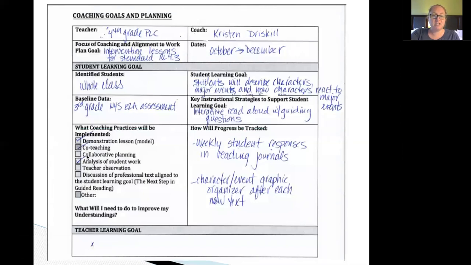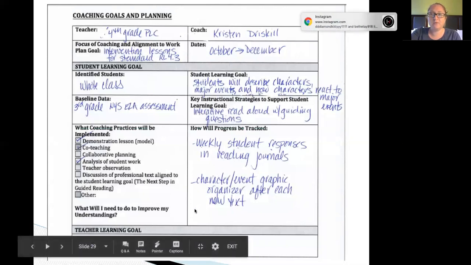I probably should have checked off collaborative planning. I don't know why I didn't, because if we co-taught, we had a plan together. That's weird. And then ahead of time, we had to decide, well, how are we going to track progress? So this team happened to have weekly reading journals. So they were going to craft questions all around the standard so we could track student progress in their journals.